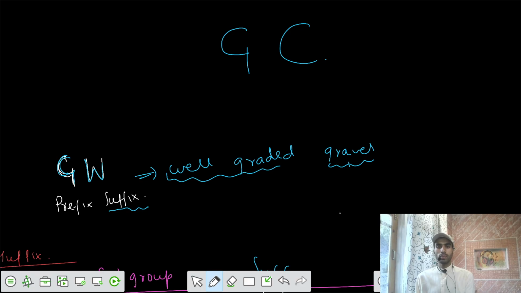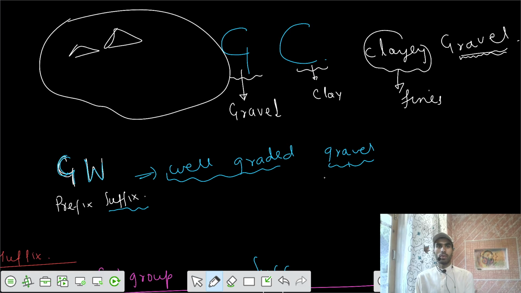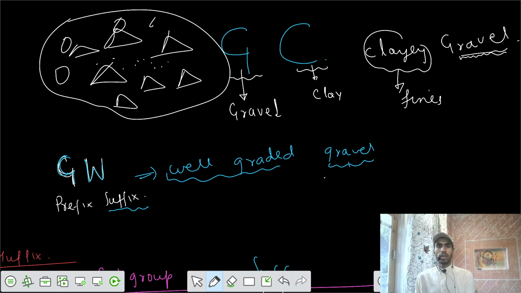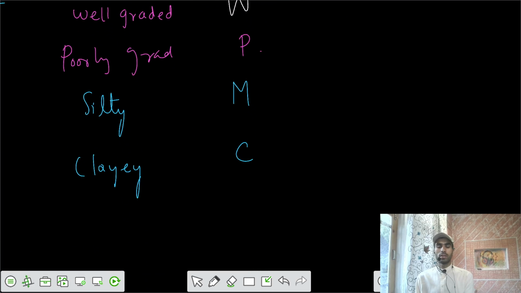This means that your soil type is gravel. Your soil is predominantly of the gravel type, but you're having a little bit of clay also, so we can write that this is clay gravel. We call it fines, so with fines as clay, you are having that gravel. So that is GC, clay gravel. Okay, so that's the suffix, silty and clay.